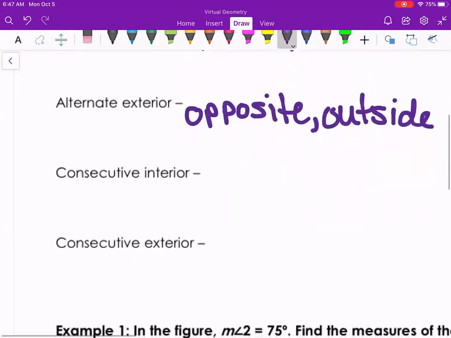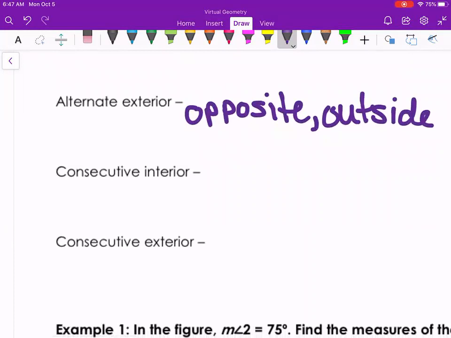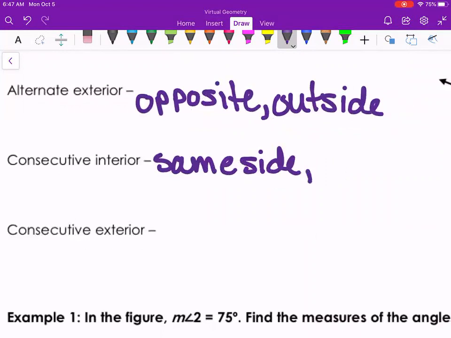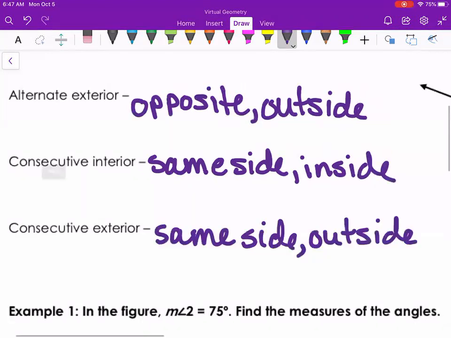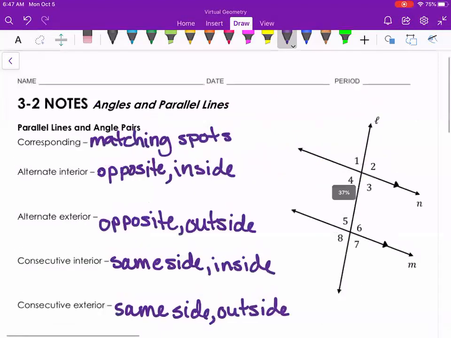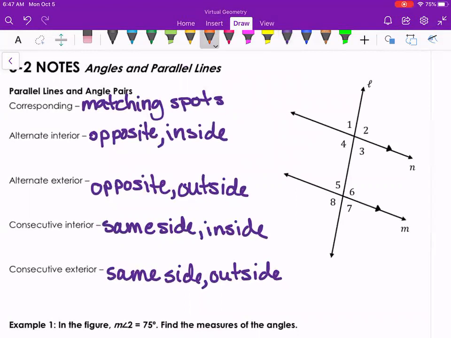And then we had our two consecutives. Consecutive interior for same side, meaning same side of the transversal, and again, interior for inside the parallel lines. And our last one, consecutive exterior, again for same side, and exterior for outside of the parallel lines. So let's use the picture next to this and see if we can find some angle pairs that match these descriptions.